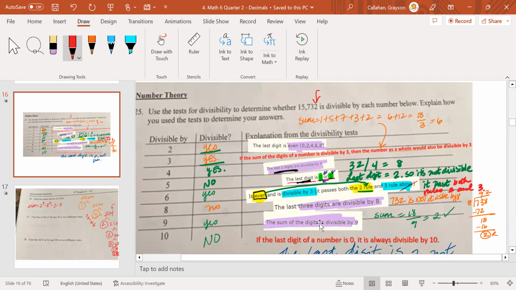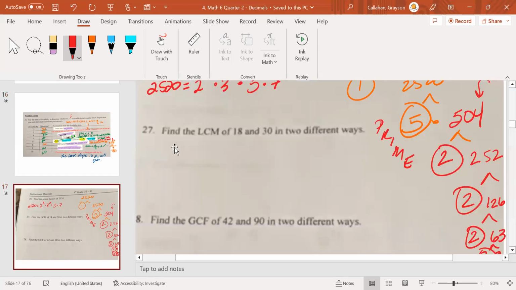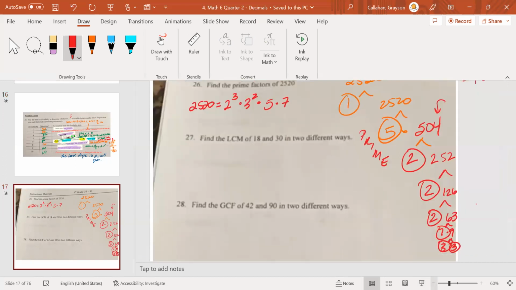For 9, the sum of the digits is divisible by 9. Well, didn't we find the sum of the digits back in number 3 right here? Which is 18. 18 divided by 9, what is it? 2. So the answer is yes. For 10, if the last digit is 0, it's always divisible by 10. What's the last digit? The last digit is 2. So is it divisible by 10? No. But if it was 0, it would be fine, right? So that's that.